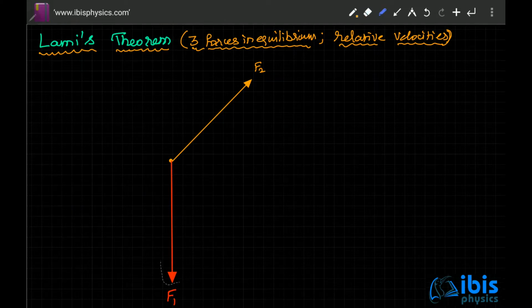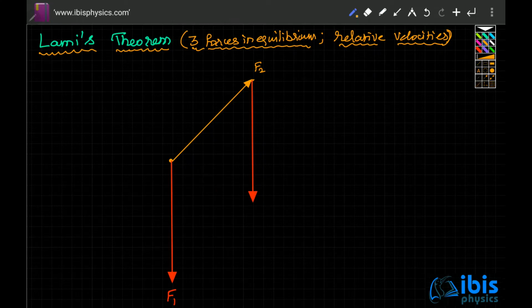In order to find the resultant force, you have to take the tail of one vector and keep it on the head of the other vector, and then from the tail of the first vector to the head of the final vector gives you the resultant. Similarly here for the resultant force. So the resultant of force F1 and F2 is from this tail to this head. Now this is the resultant force.